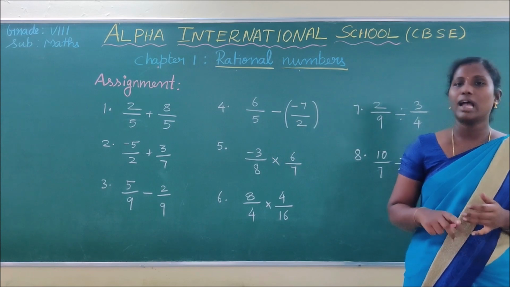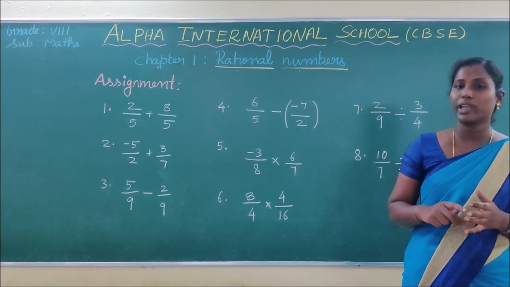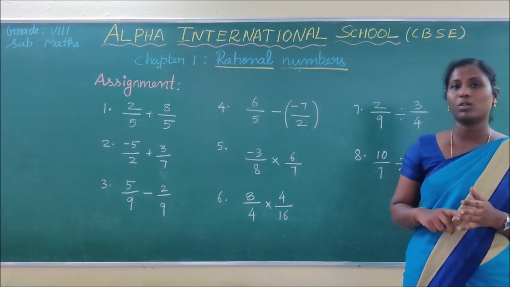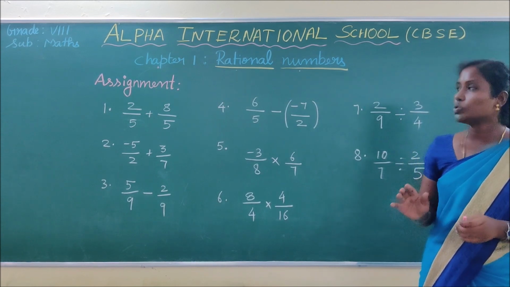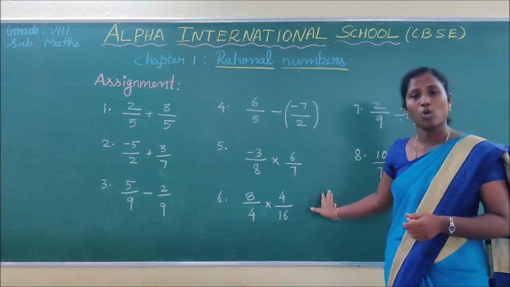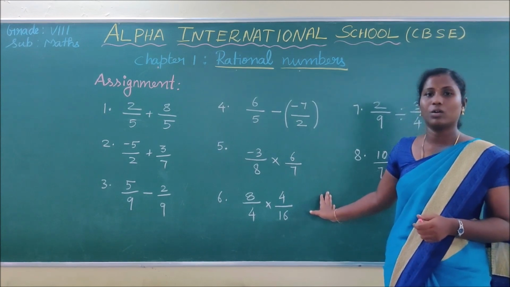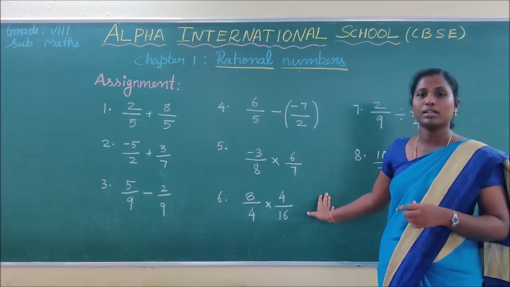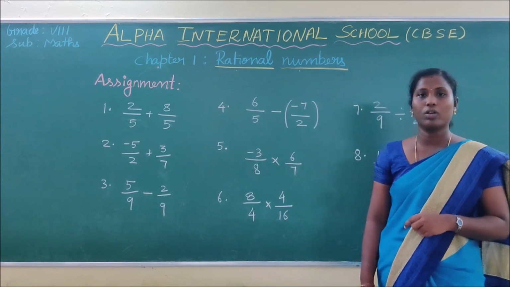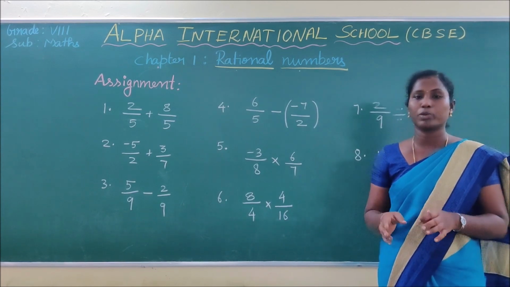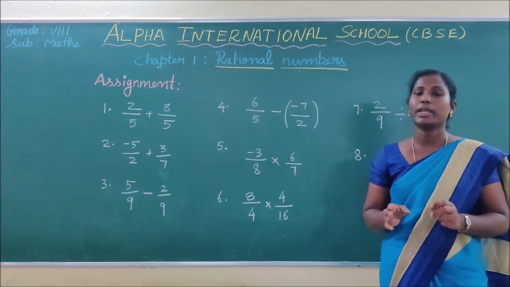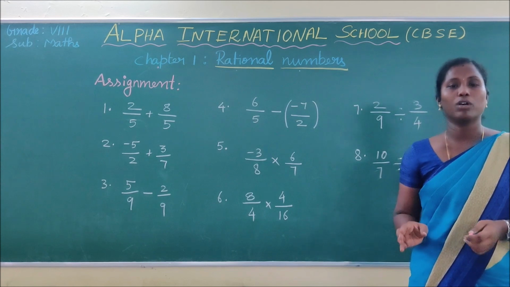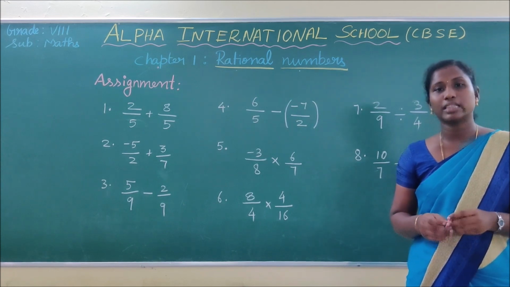Put a margin and write whatever definitions we have learned based on rational numbers and the properties. Okay, what we have learned. And do your assignment problem in your homework notebook neatly. If you want to do rough work, use the rough column at the bottom of your notebook. Your classwork and homework notebook presentation should be neat. Maintain separate notebooks for your classwork and homework. Okay, children, thank you.